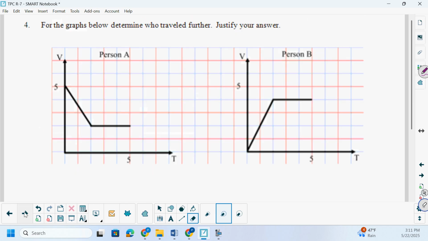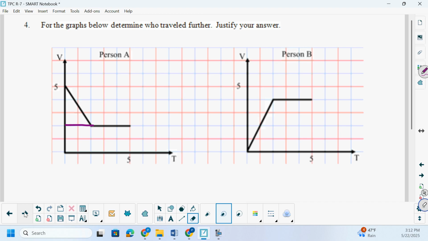All right, one last type of problem we have to go over, and we'll do a few practice examples of it. We want to know who traveled further. Notice these are both velocity graphs. To find how far someone traveled from a velocity graph, we just want to do areas. And when we do that, we don't have to do it for each individual second. We can split it into convenient shapes.